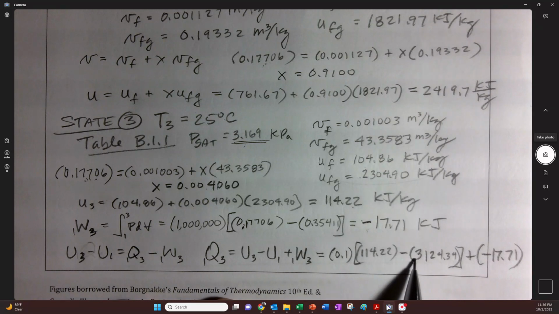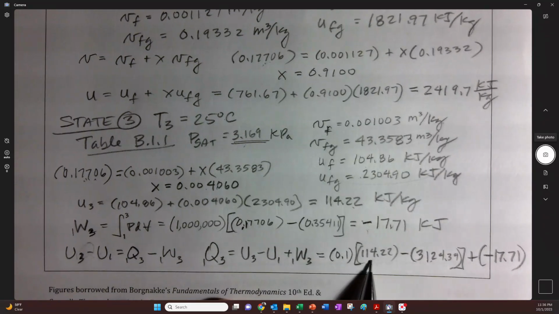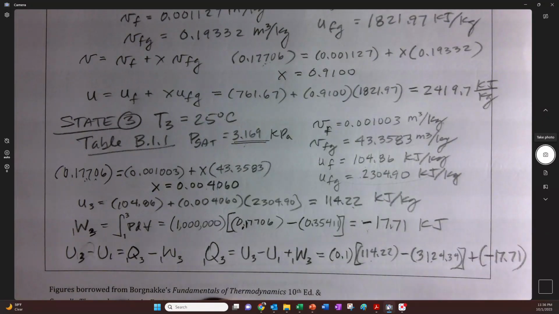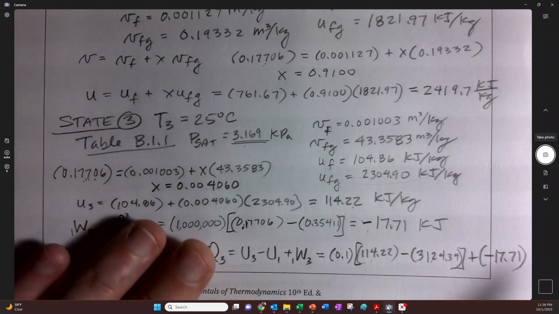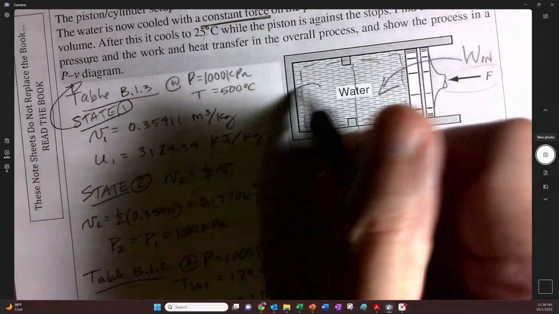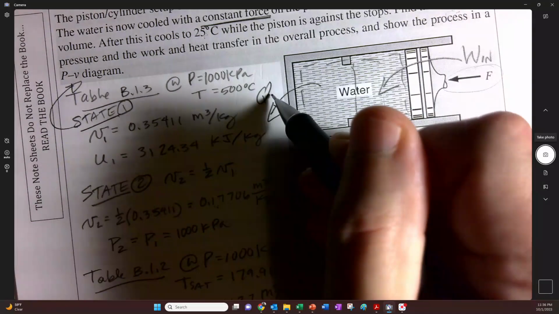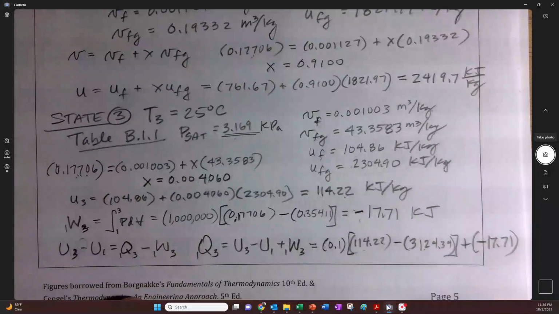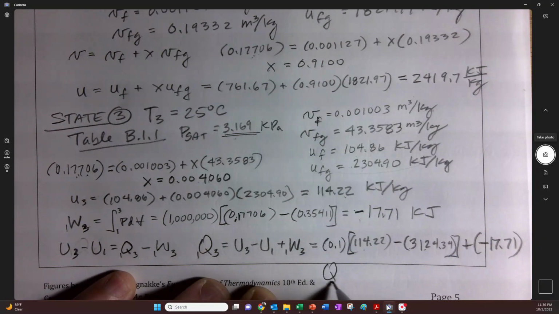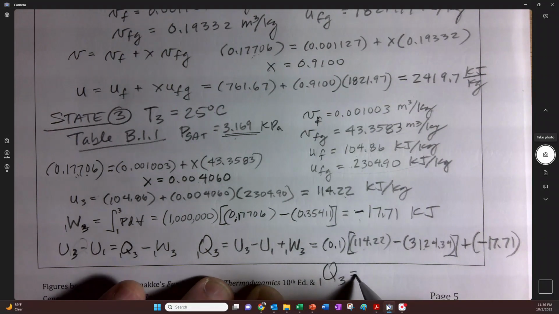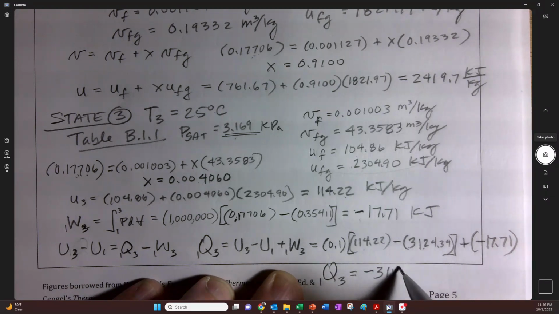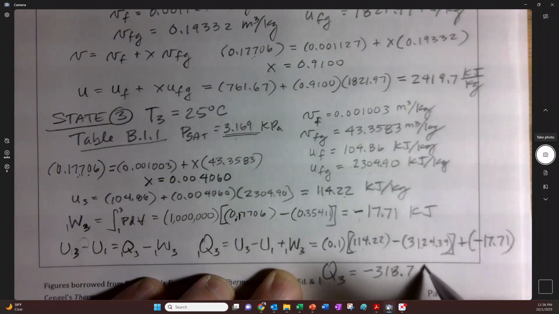You'll notice that's a negative number as well, right? This is bigger than that. That's because we're removing heat. Our normal convention is to have positive heat coming in, but we are going to remove Q from this. Therefore, we're going to have a negative value from our convention. So Q 1 to 3 is going to be a negative 318.7 kilojoules.